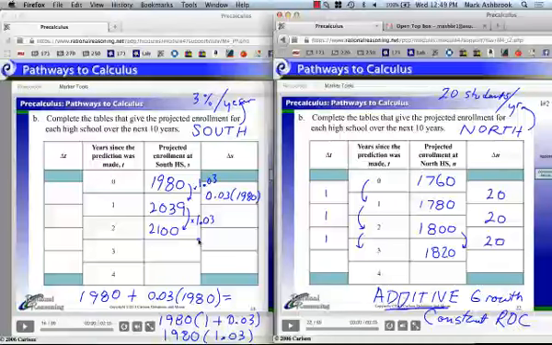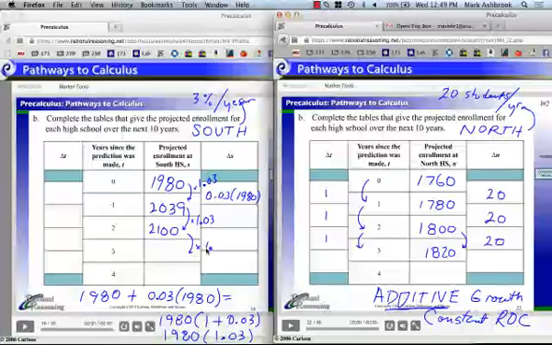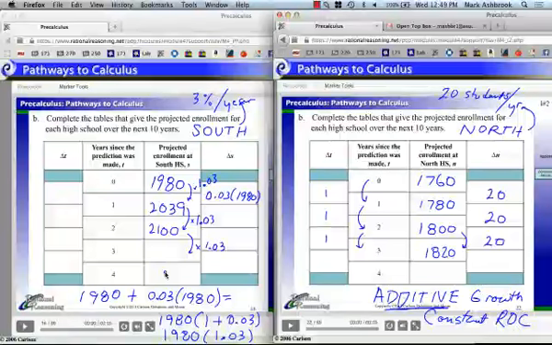All right, what kind of growth is this? Why is it exponential? Because we're always multiplying. All right, so what's the growth factor? 1.03. So constant rate of change, additive growth. Exponential rate of change, exponential growth is multiplicative growth. Multiplicative growth by the growth factor.